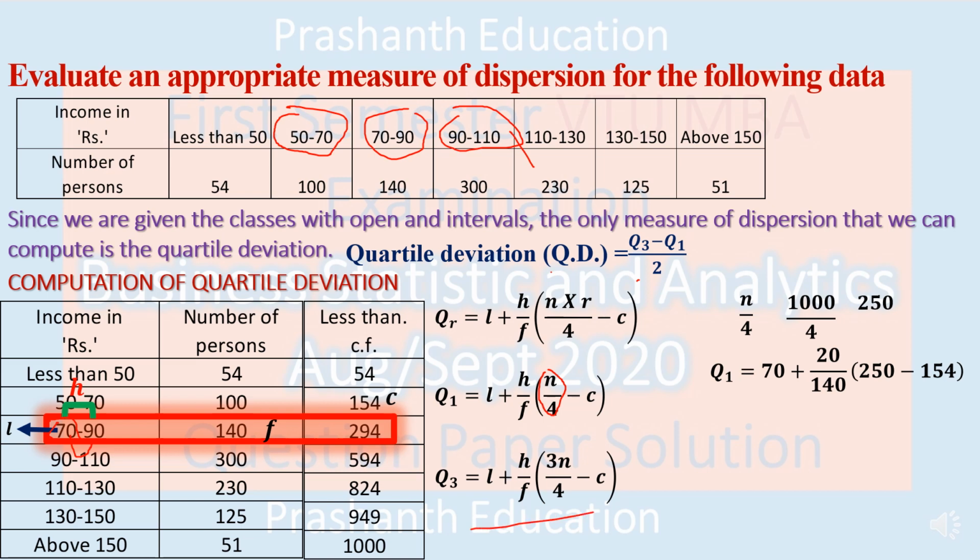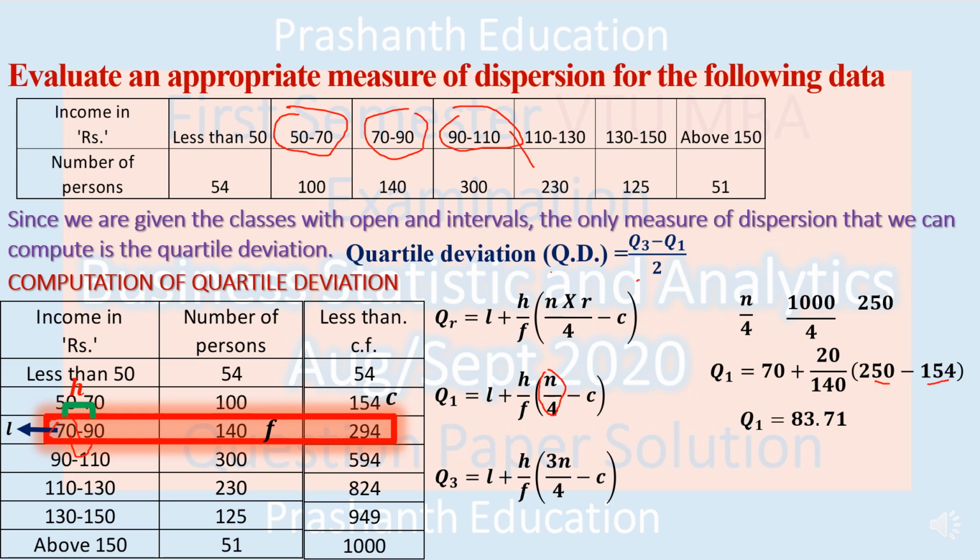70 plus 20 divided by 140, into 250 minus 154. So if you solve it, you are going to get your answer as 83.71. Okay, now similarly we will do it for 3n by 4.